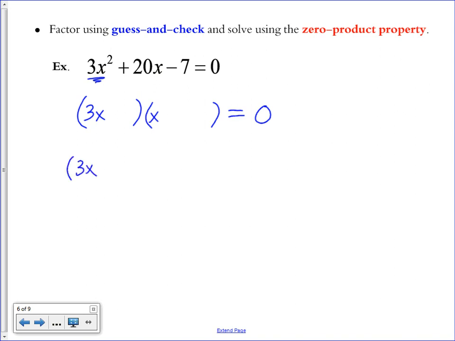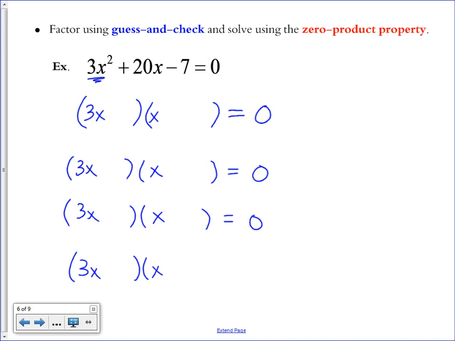If you think about the things that make negative 7, of course, it's 7 and 1. But one of them would have to be negative. Either the 1 is negative or the 7 is negative. I'm setting up 4 different versions of this because there are 4 different possibilities for where I could fill in the 7 and the 1.